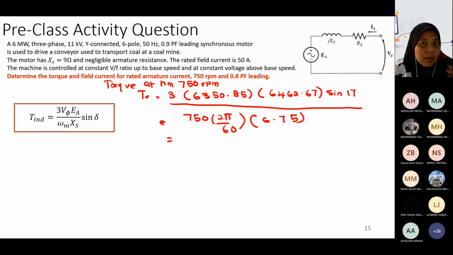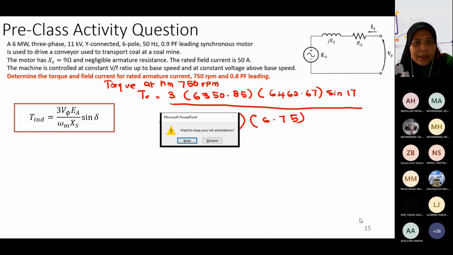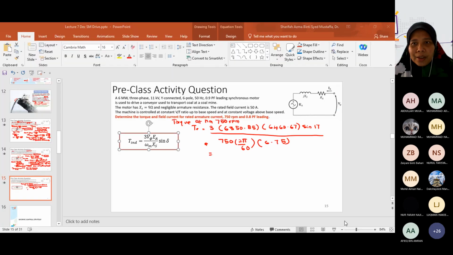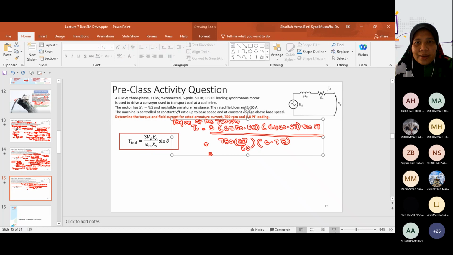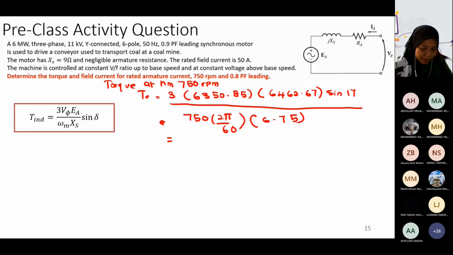Madam, why do we use the V phase 6350? Why not use the 4763? Oh yes, correct, sorry. The V phase just now was V rated. Okay, 4763.14. This is the new V phase, right? Use the new V phase. Thank you. Good alert. Are the others all okay?